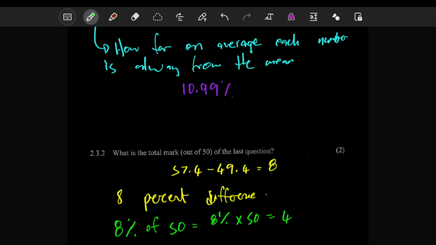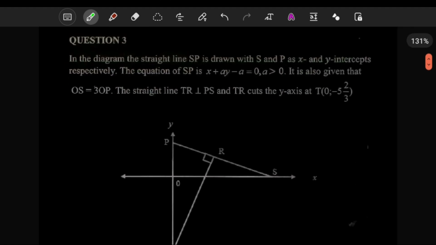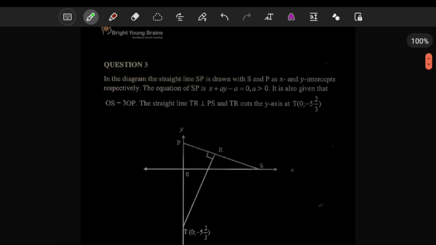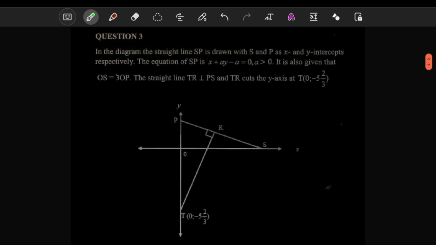So let's move on to question number 3. We are dealing with question number 3. It says here, in the diagram, the straight line SP is shown. Whenever you read something that is a diagram, you don't want to just read without even seeing what diagram they're talking about. What if they're lying to you? Well, they never would be, but let's pretend. It says here, in the diagram, the straight line SP. So you obviously have SP here. It is a straight line.